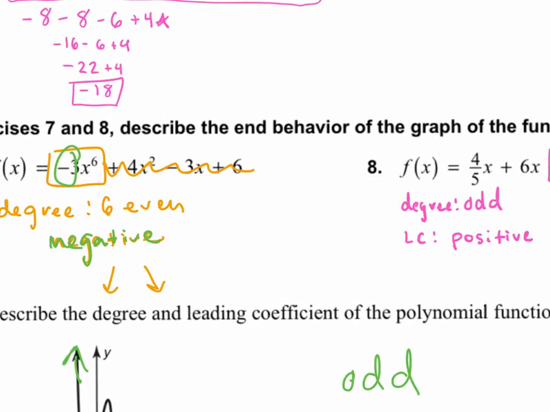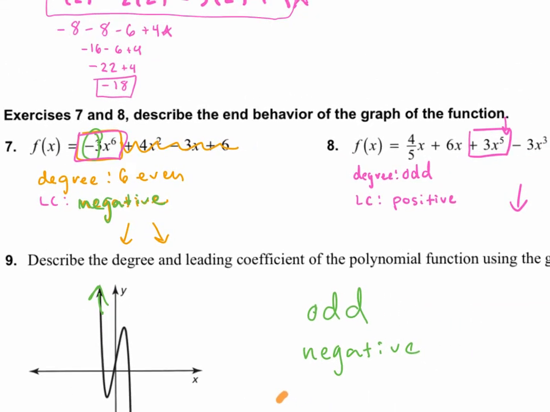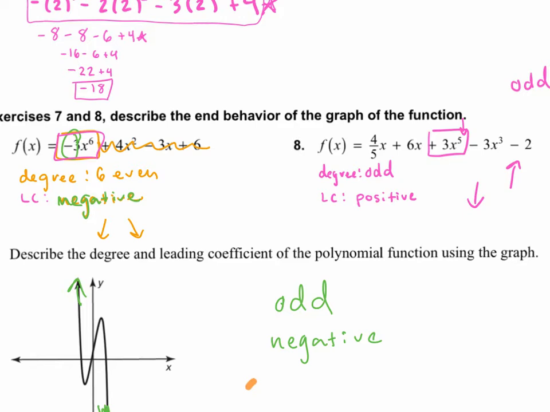So 7, we're just looking at this negative 3 x to the 6th power, so the 6 is even, negative 3, so the leading coefficient was negative. So even says that they both go in the same direction, negative means that they're both down. Wait, negative means they're both down? Yeah, negative and even. So even, they're either going to be up and up or down and down. So negative, even means the same.